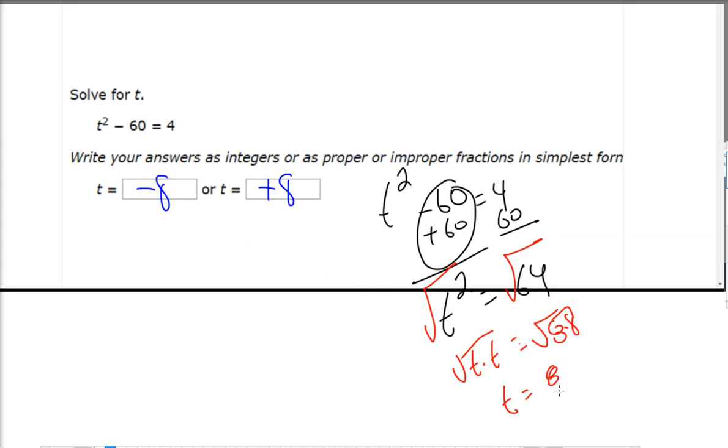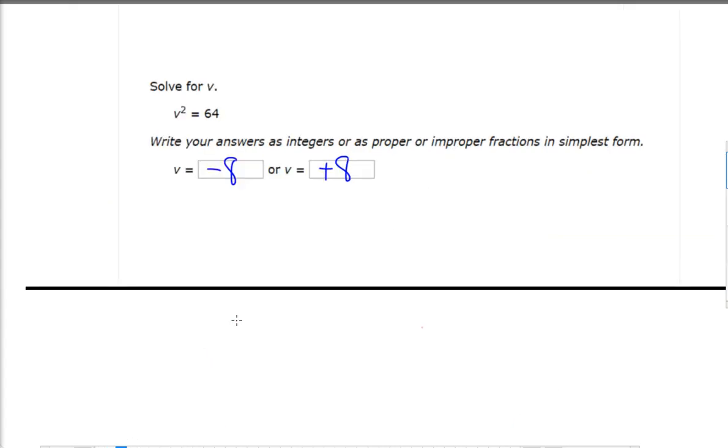If I substitute 8 for t, 8 times 8 is 64, minus 60, is that equal to 4? Yes, 8 squared is 64, minus 60 is equal to 4. Also -8 times -8, minus 60 is equal to 4, because that's 64 minus 60 is equal to 4. Okay, so that's slide number 2.